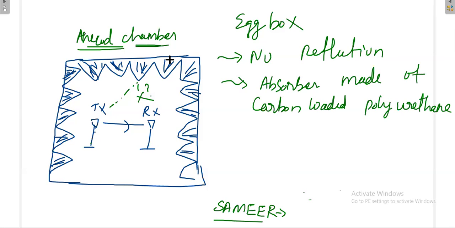And I already told you what an anechoic chamber is. It is the simulation of a free space environment inside the building, in an indoor environment. Okay, so next I'll go to the microwave engineering basics.